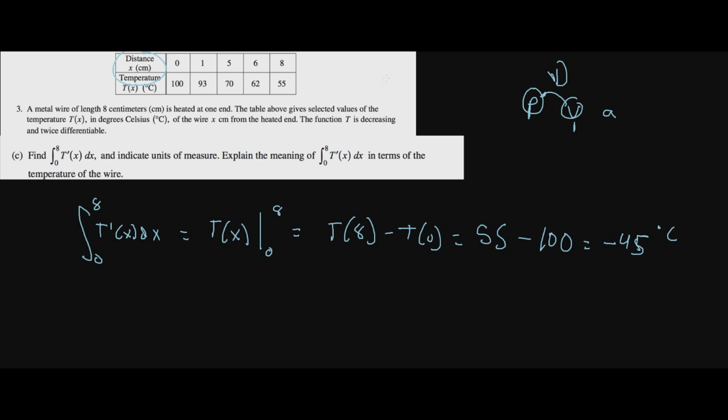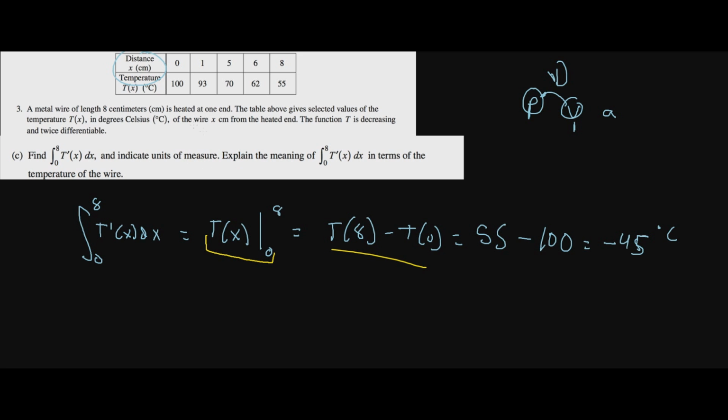Explain the meaning of this. Well, what is the meaning of this? My friends, we got back to temperature. When we took the antiderivative of this, we're back to temperature, and we're evaluating. We plugged in 8 and 0. So what is that telling us? Well, what was this problem about? This problem was about a metal wire that is heated on one end, and the table above gives us selected values of the temperature. So what can we conclude about the temperature of this metal wire?